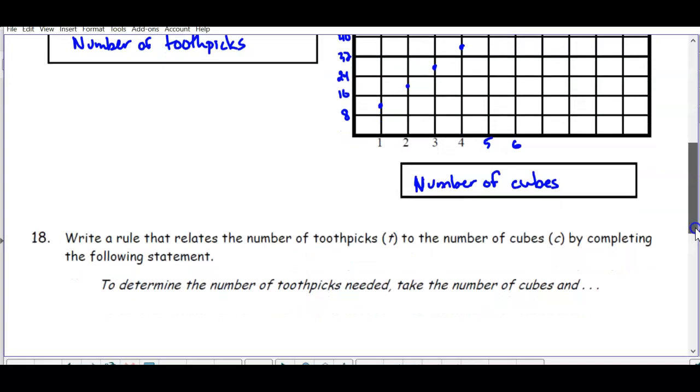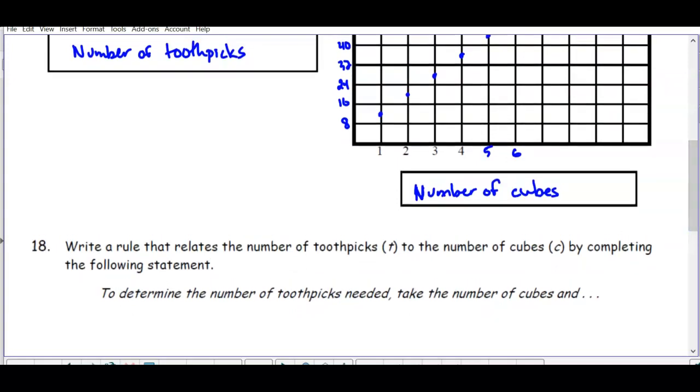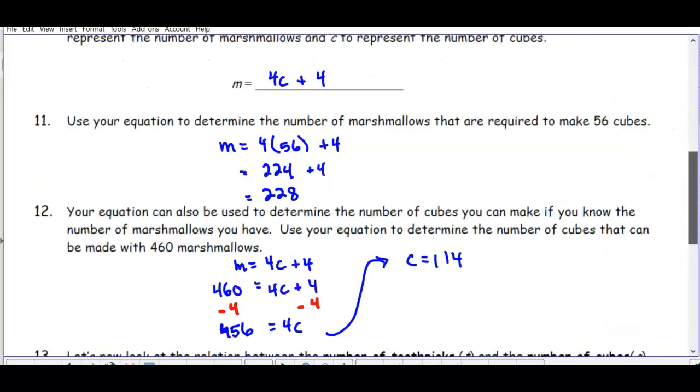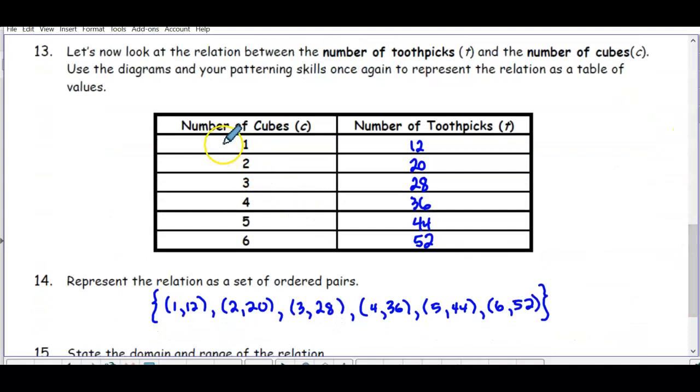Write a rule that relates the number of toothpicks to the number of cubes by completing the following statement. Okay, so again, I like to look here. If my table of values is increasing by 1 each time, what's happening here? I'm increasing by 8 each time. So that means I'm going to have 8C, and then I have to figure out what to add or subtract to that. So 1 times 8 is 8, but I need 12. So I need to add 4.